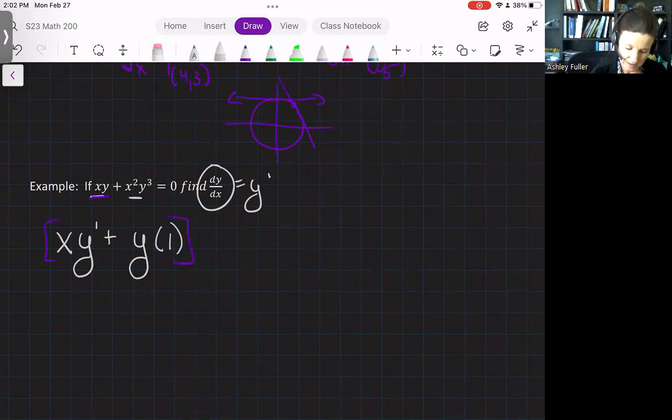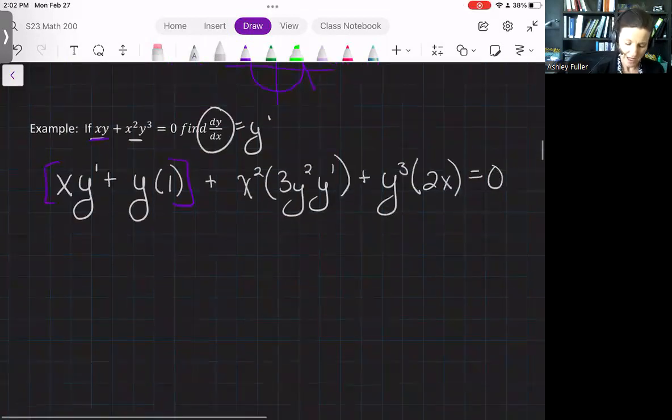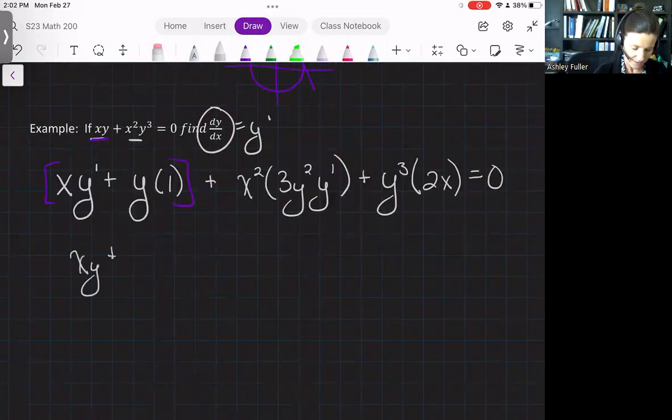Then I'm going to apply the same thing to this next part. I'm going to do the first term times the derivative of the second, which is going to be 3y squared y prime, plus the second, y cubed, times the derivative of the first, which is 2x. And that's going to equal 0. As I simplify here, I get x y prime, plus y, plus 3x squared y prime.